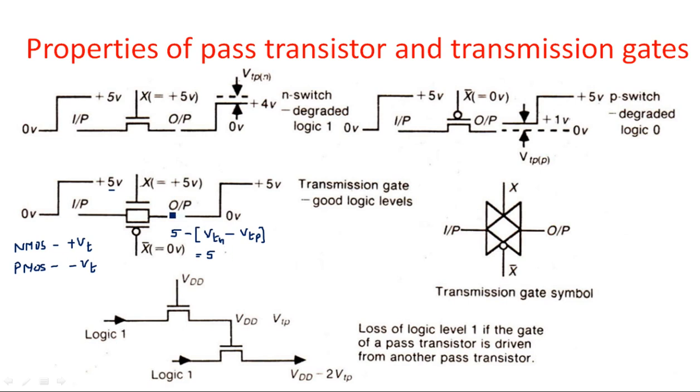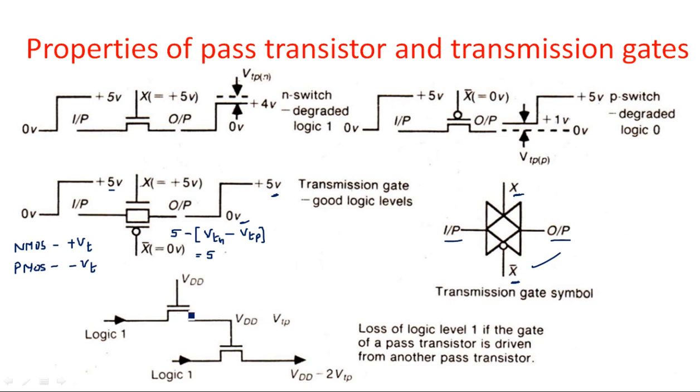This is the reason why we have combined PMOS and NMOS as a transmission gate. Plus Vt from the NMOS transistor and minus Vt from the PMOS transistor, these two are cancelled, giving a good logic level of 0 to 5 volts at the output. And if you see the symbolic representation of the transmission gate, this is the symbol. This is the control input for the NMOS transistor, this is the control input for the PMOS transistor, and this is input and output.